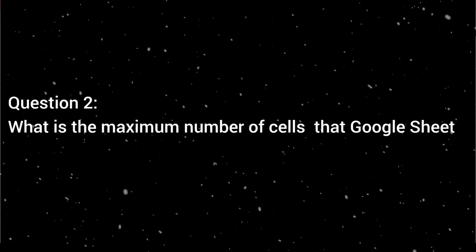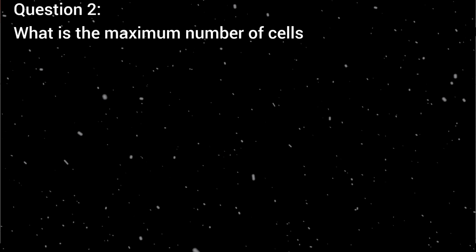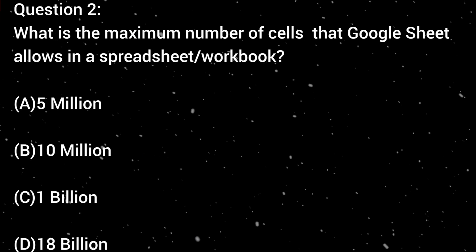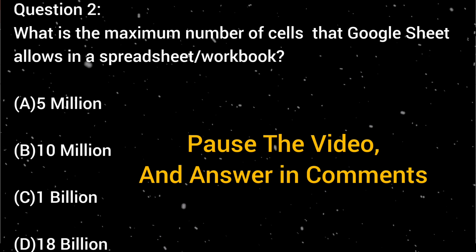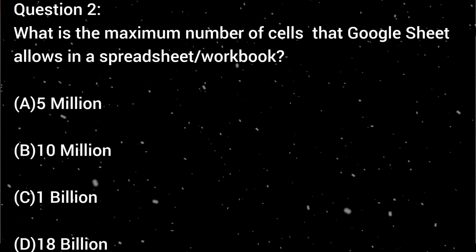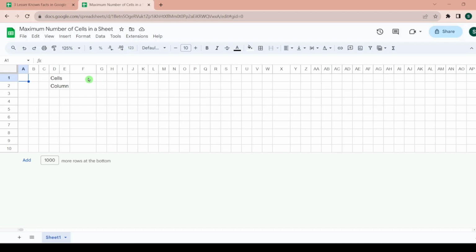Second question is, what is the maximum number of cells that Google Sheets allows in a spreadsheet? Options are 5 million, 10 million, 1 billion, 18 billion. The correct answer is option B, 10 million. So let's dig down deeper. There is a limitation on the total number of cells, which is 10 million as of date.